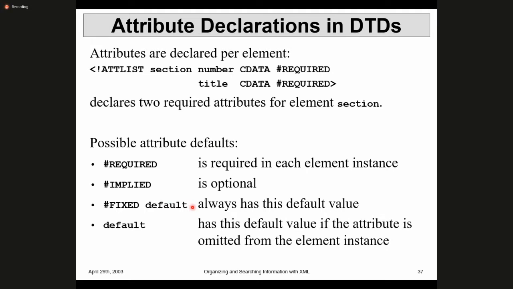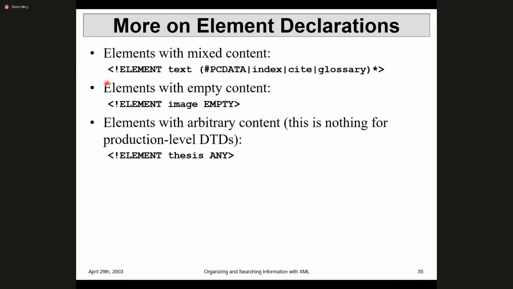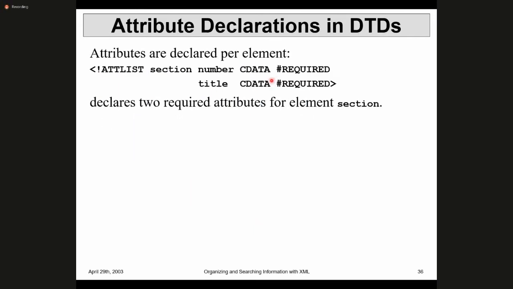Fixed means it should have this default value in it by default, right? Default has this default value if the attribute is omitted from the element instance, right? So if there is no attribute in the element, this default value will be assigned to that particular element. That is what it says, right? So if you go through this again, yes, this way you define elements.